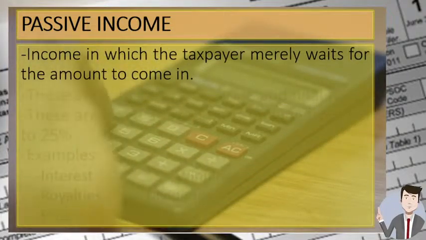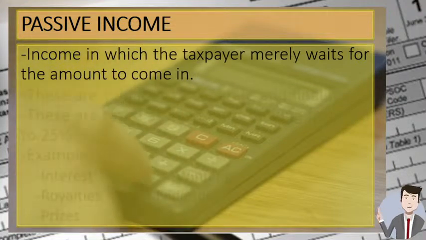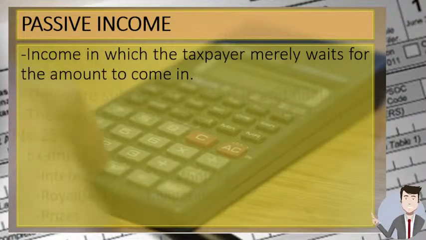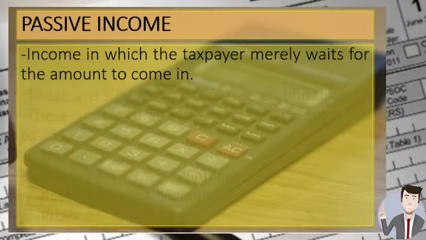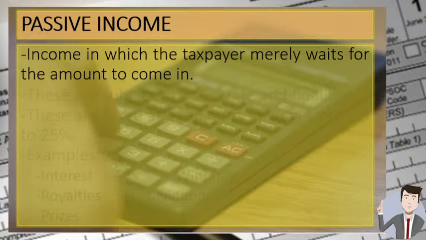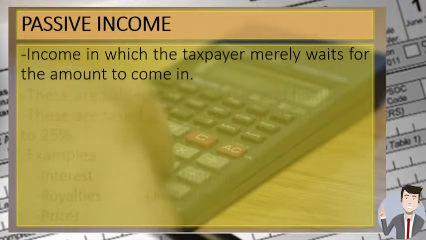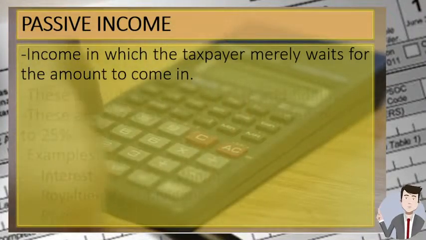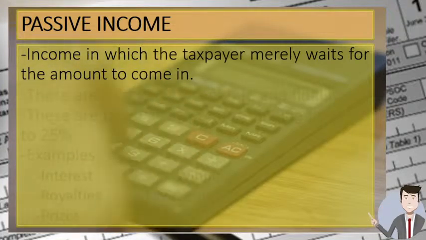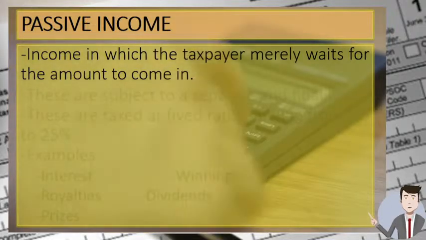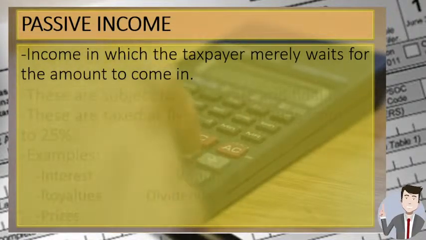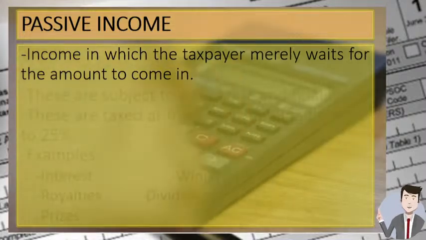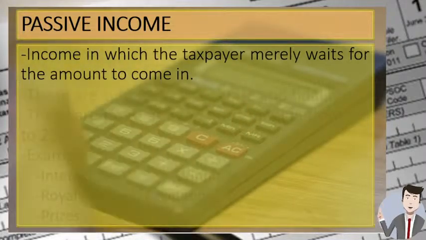This is income in which the taxpayer merely waits for the amount to come in. Just like the passive skills in your mobile games, you don't need to activate that particular skill. All you have to do is wait for the effect to be triggered. There is just a triggering effect, but the point is, you don't push any button, all you have to do is wait. The same is true with passive income. You don't need to do something. All you have to do is wait for the income to come in. Sana all, di ba? Okay.